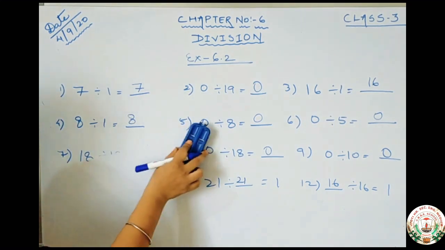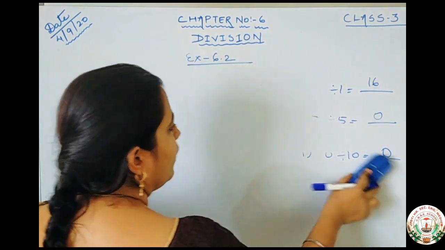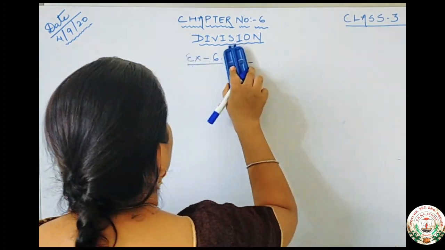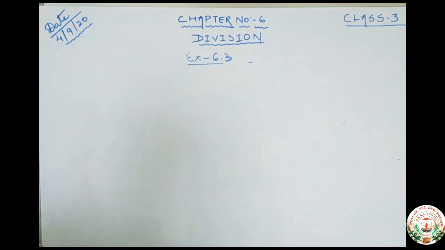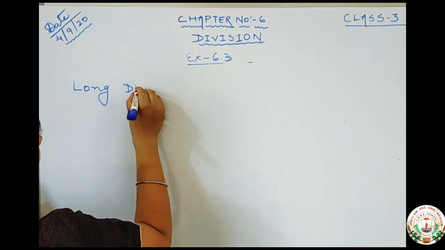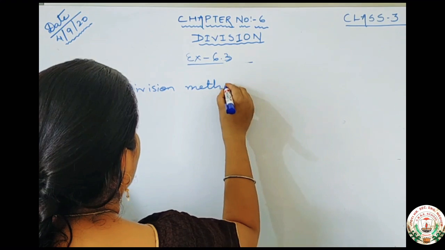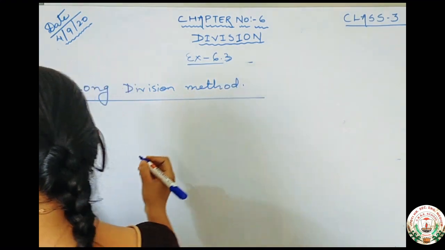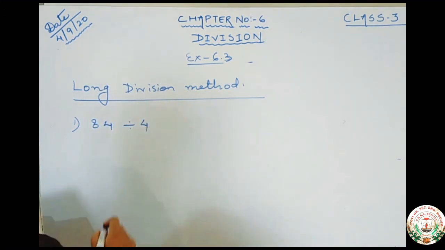We will start 6.3. Before starting the exercise, I will explain the topic. In this exercise, we will learn division by the long division method. What do you mean by the long division method? Suppose, for example, the first one is 84 divided by 4. We have to divide this by the long division method.